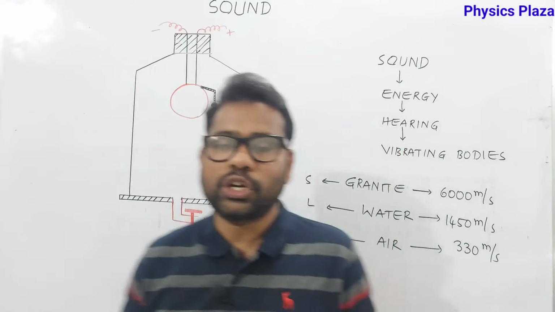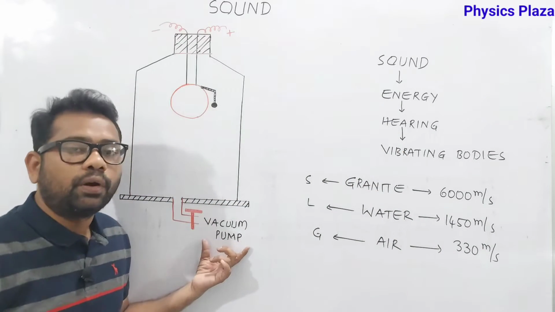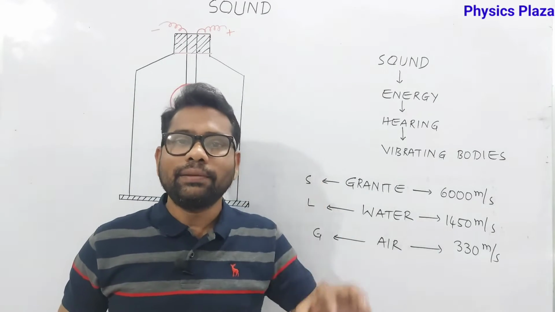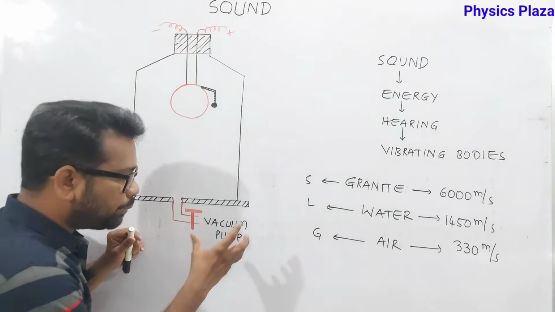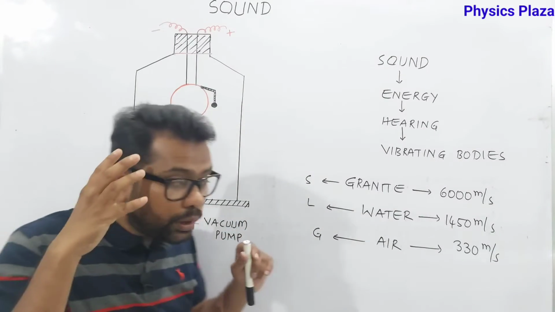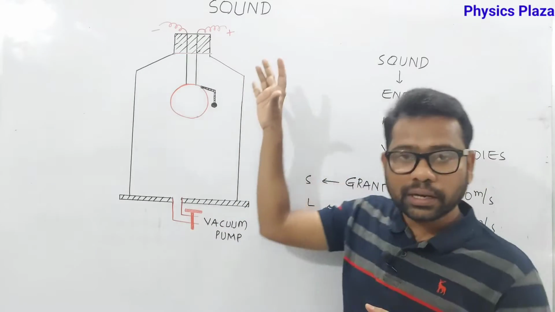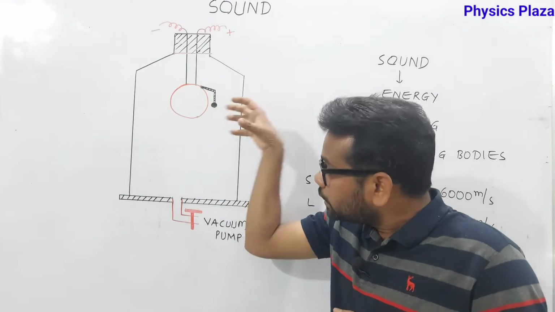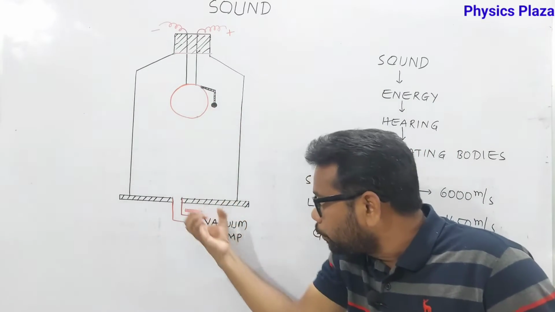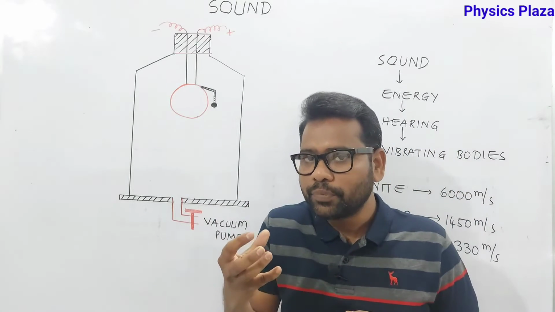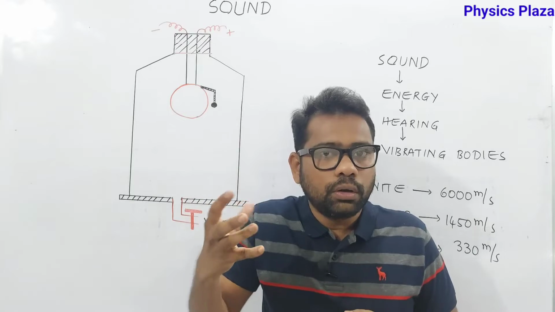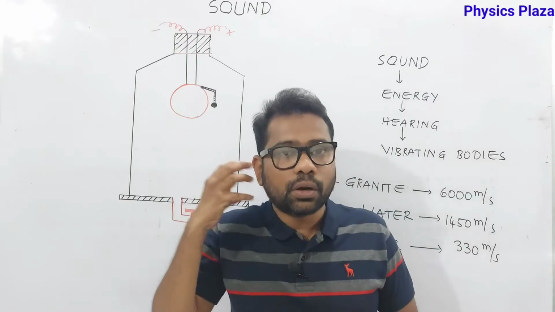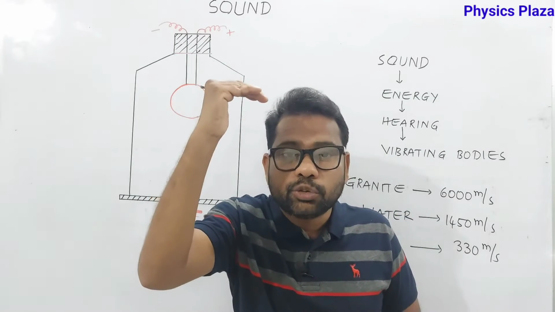And after that, children, what we have to do? We switch on the vacuum pump. What is the role, what is the function of the vacuum pump? The vacuum pump can take out the air which is present in the jar. So the moment you switch on the vacuum pump, let the bell ring continuously, and simultaneously switch on the vacuum pump. Slowly, the air inside the glass jar is being removed. You can notice that, children. Initially, you can hear the sound loudly. But as the air is being removed continuously, the sound which we are able to hear gradually decreases.